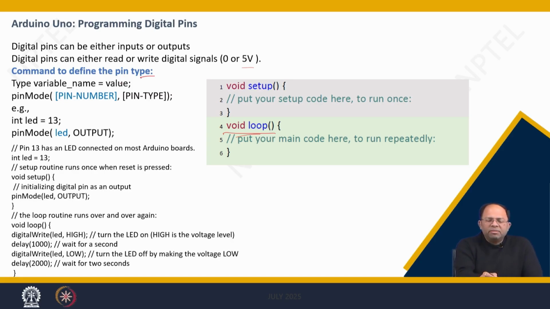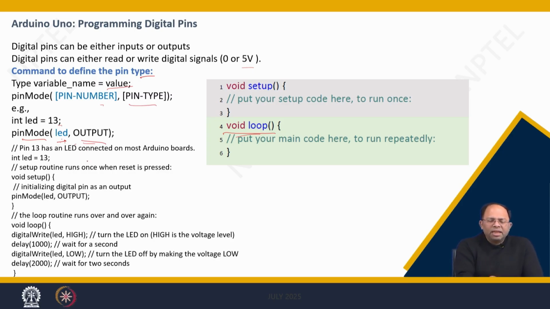So first I type in a variable name and give it a value. It's an integer because we are trying to identify which pin it is. pinMode is the name of the function, then the pin number for whichever pin I'm trying to identify, and then the pin type has to be given, right? So over here I declare int led as 13, and then pinMode equal to led and OUTPUT. That means I cannot give 13 directly, I give the variable name, that is 13, and then this is the output. So pin number 13 would be for output, not for input.